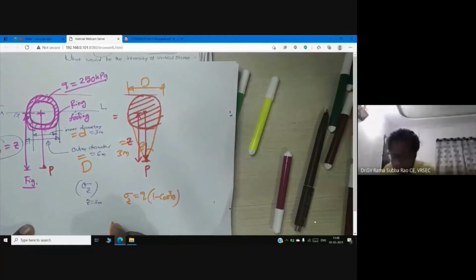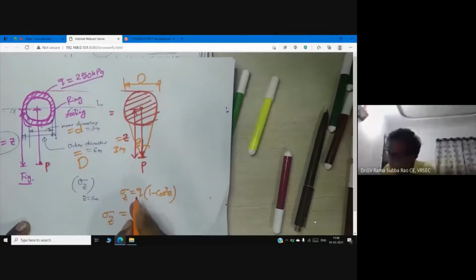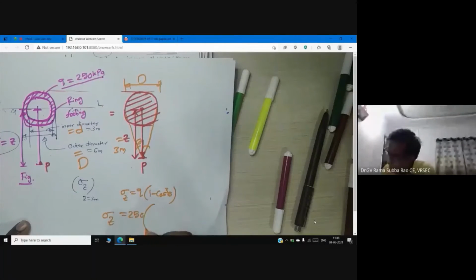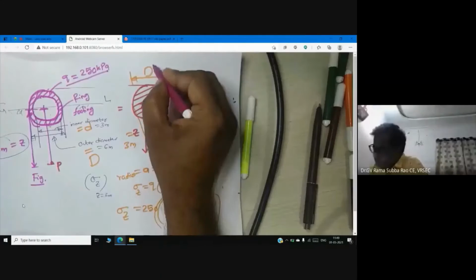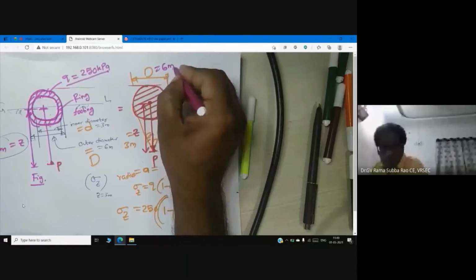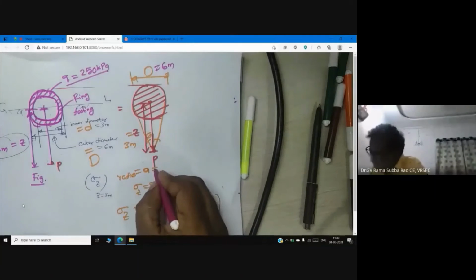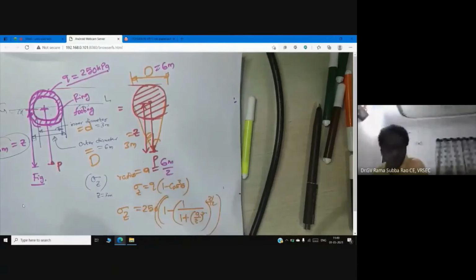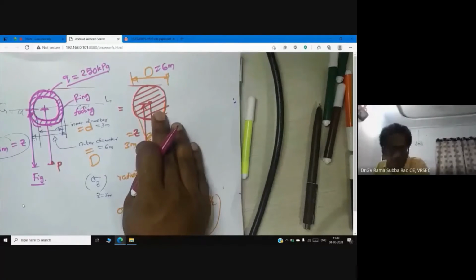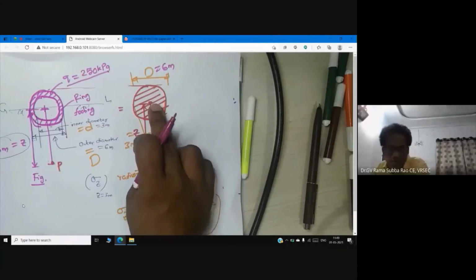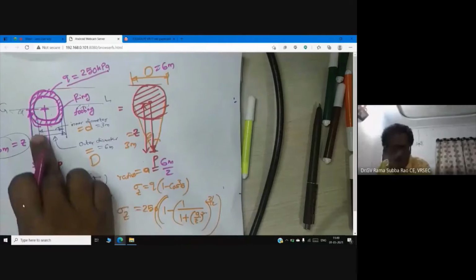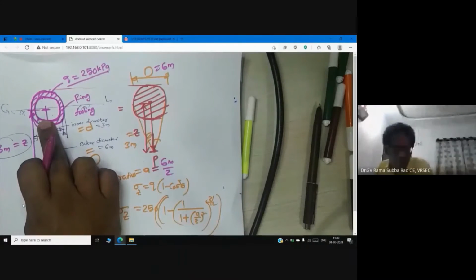So you can comfortably say sigma z is equal to Q, which is given as 250 kilopascal, into 1 minus cos cube theta, that is 1 by 1 plus a by z whole square, whole power 3 by 2. The diameter is 6 meter. So now the radius, can anyone tell me? 6 meter by 2. So I can calculate stress due to a circular load, but I'm not yet ready to calculate stress due to a ring footing.